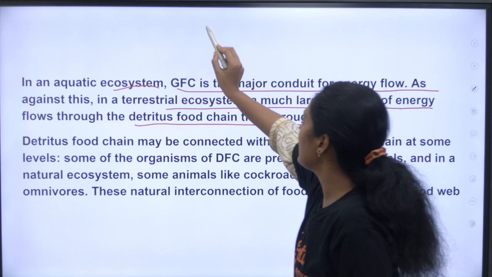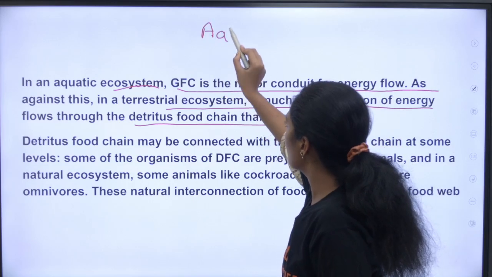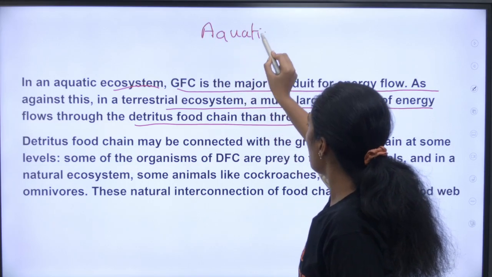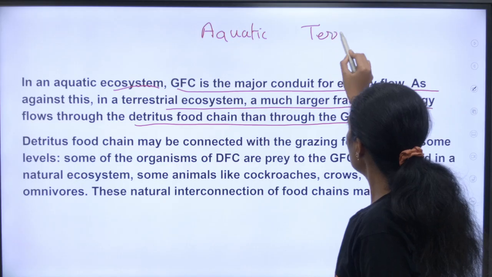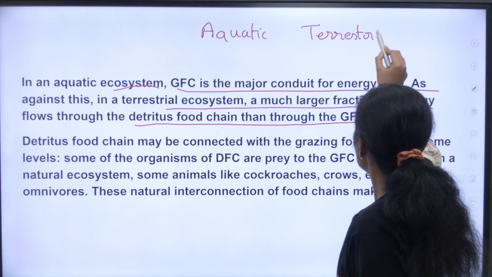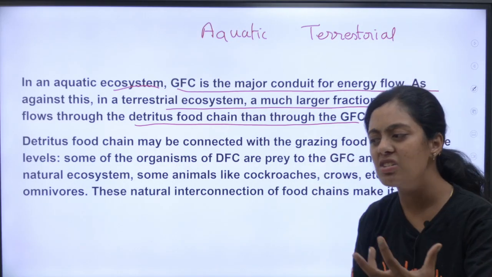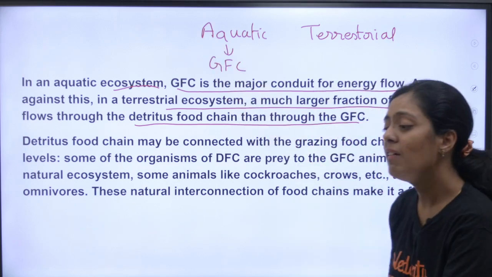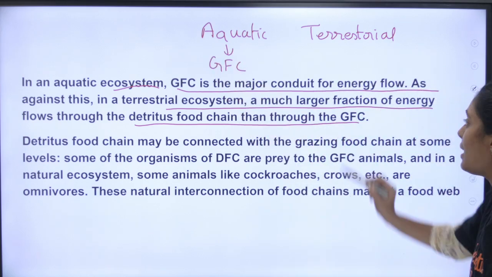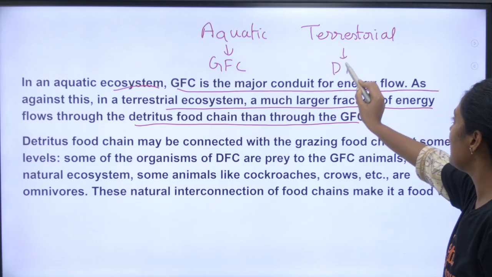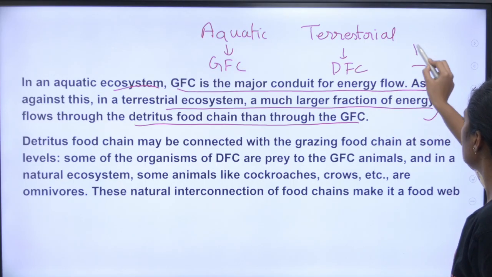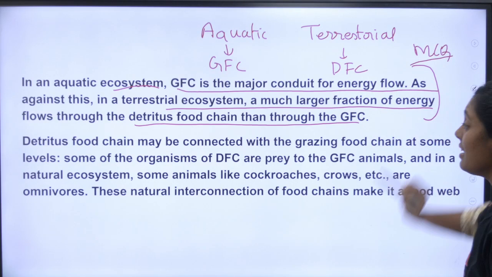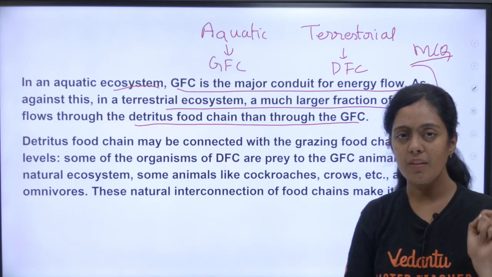So what are they telling? There are two kinds of ecosystem, one is aquatic, the other is terrestrial, okay. So in aquatic, who is giving the major energy? It is your grazing food chain, right? Whereas in terrestrial, who is giving the major energy? It is your detritus food chain. An important MCQ type question in your exam, okay.